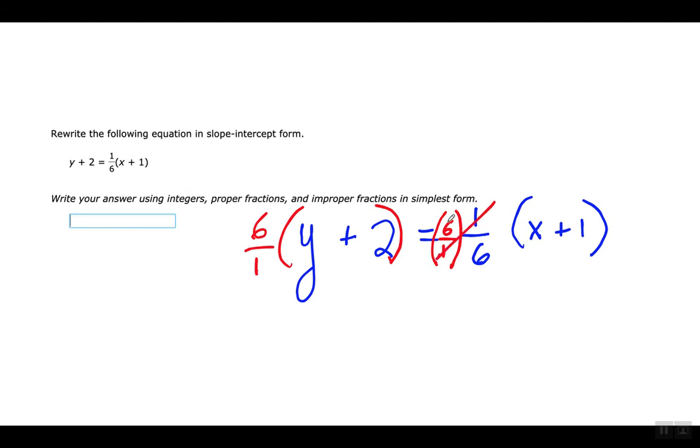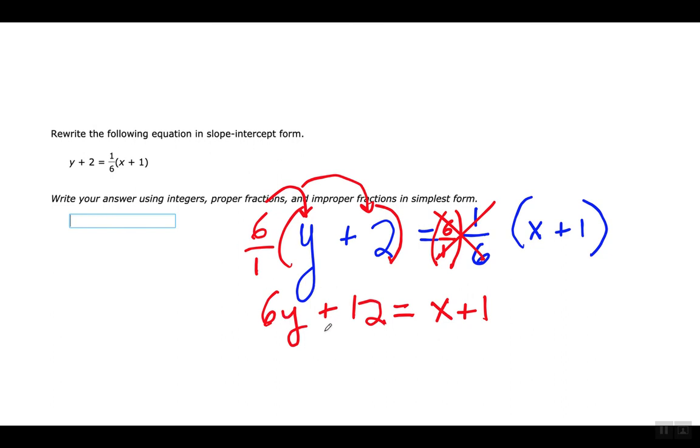Okay, so right here this cancels out. Right here, just pretend this is a 6. Okay, vamos a hacer que esto es número 6. Okay, so when I distribute, I'm going to have 6y plus 12 equals x plus 1.